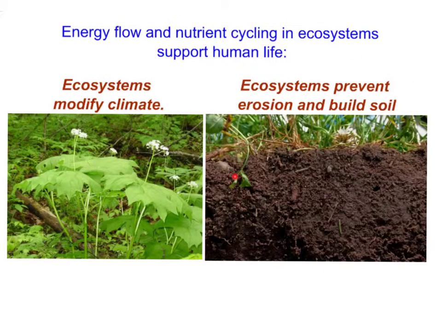Another important aspect of ecosystems: they prevent erosion and they build soil. Those are really important aspects. Plant roots bind the soil and they prevent rainfall from breaking up the soil and washing it away. Most of the soil that supports farming gained its fertility when the land was covered with forests and grasslands. And so the soil is a very important part of ecosystems.